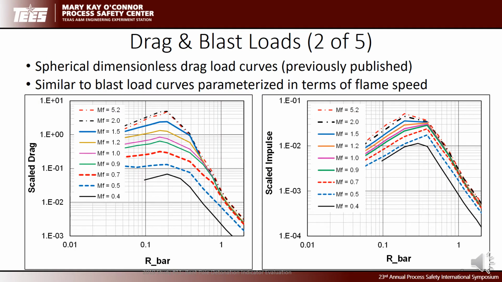The first thing we did was look at both the scaled drag load and scaled impulse, which were defined on the previous slide, versus scaled standoff distance. So this is just the normal classical representation of blast curves, but this time we're looking at drag. In this case, these are spherical clouds. This is work we did earlier, but it kind of served as a template for the way we went about this. Now again, we're not actually using these curves to perform the analysis. We're using the actual drag history, that is density and velocity, but this is a way to represent those loads.